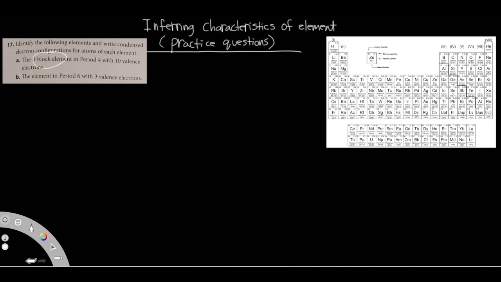Well, let's first look at the D block element. So the D block starts in the fourth period, right over there. So right over here in that fourth period, you can see that the D block starts with the transition metals, with 10 valence electrons. So what we can do is literally count from the D block right over here and count 10 electrons.